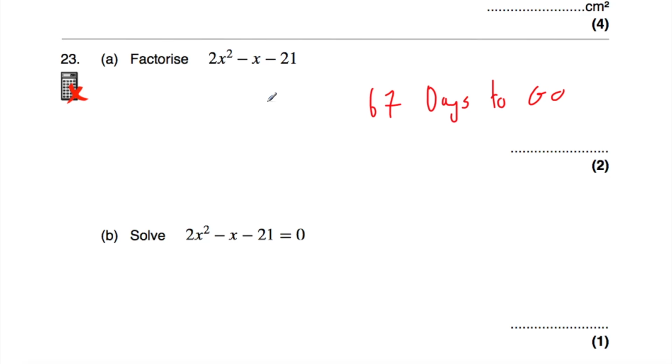Part B, once you've factorized it, then you'll be able to do part B quite nicely, because remember that if it equals 0, that means either bracket equals 0, so then you can find your values for x. Okay, let's look at our next question, question number 24.